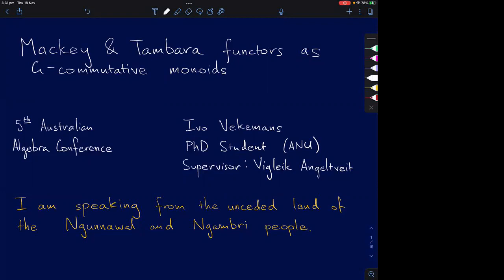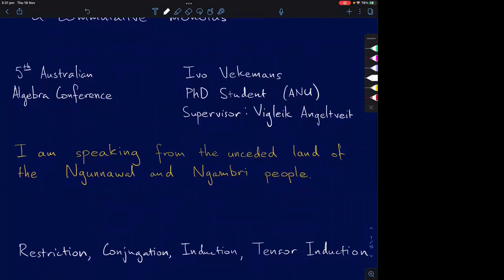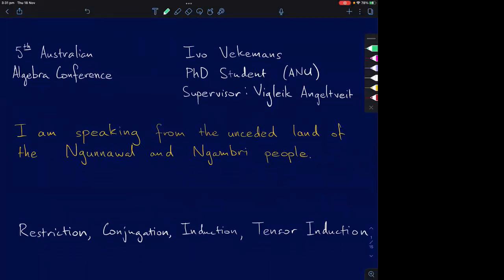So, Mackey and Tambara functors. To my knowledge, these things first cropped up in representation theory. My interest in them comes from equivariant homotopy theory. In a lot of contexts where a group G is acting on something, you have things that look like restriction, conjugation, induction, and tensor induction. And if you just take restriction and conjugation, then that gives you coefficient systems, which are due to Bredon, at least as far as I'm aware.